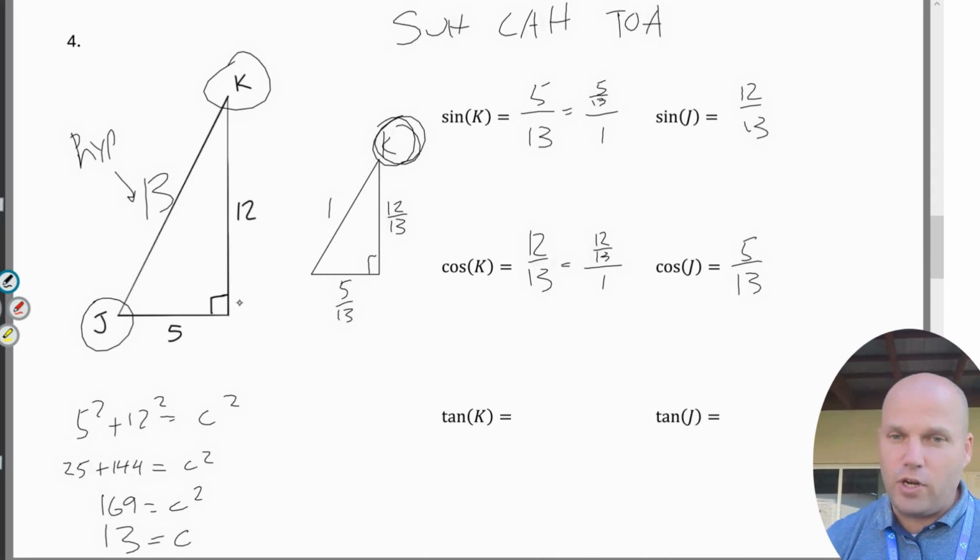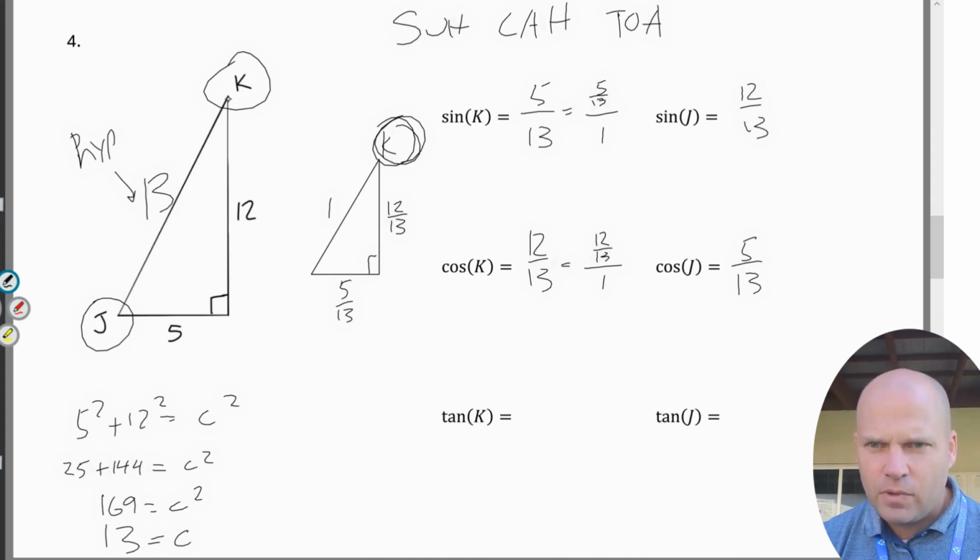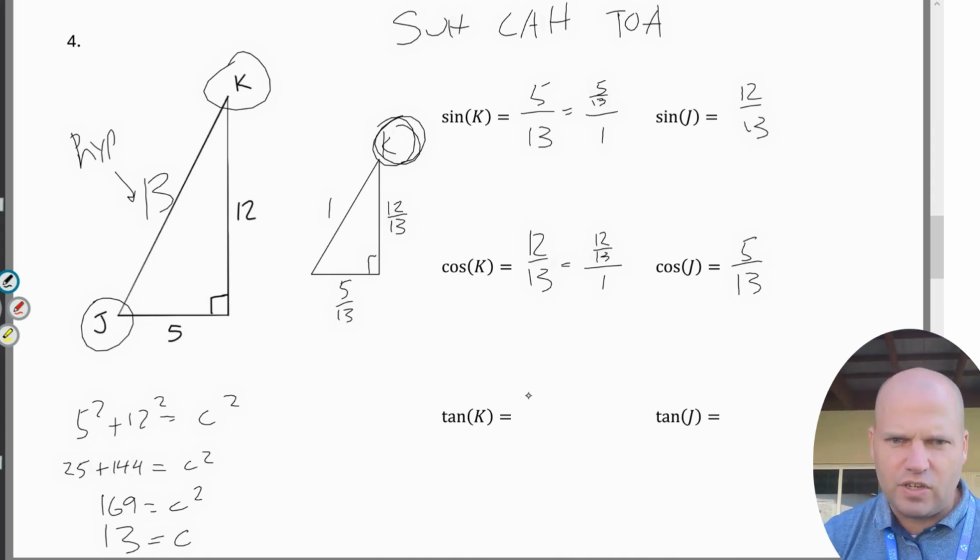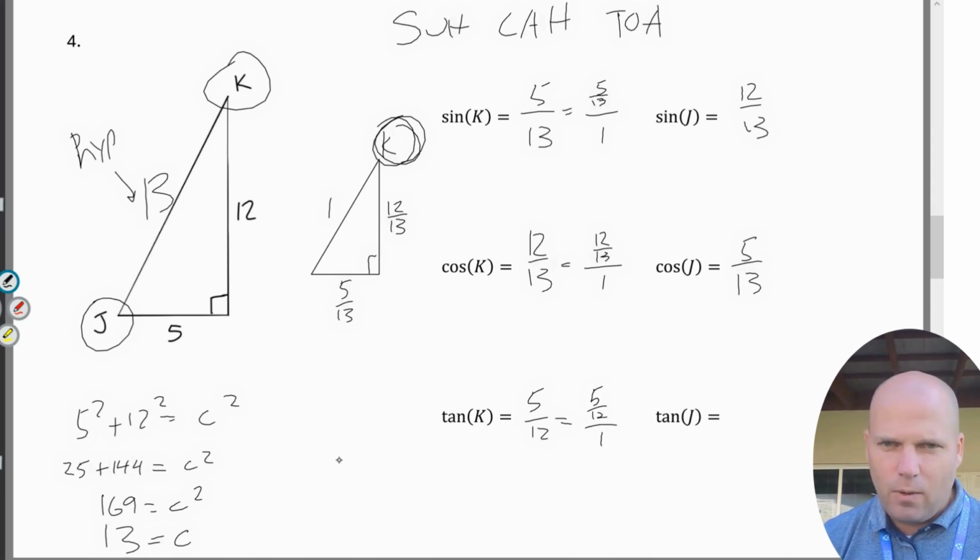Okay, now let's create another triangle. Why don't we just do it first with k? The tangent of k. Tangent of k is opposite over adjacent, 5 over 12. We can actually write that as 5/12 over 1. Now, what does that look like? Well, here is another triangle whose opposite is 5/12 and whose adjacent is 1.